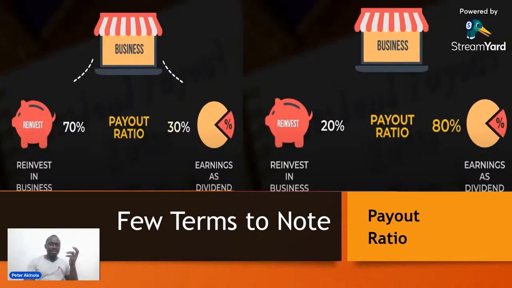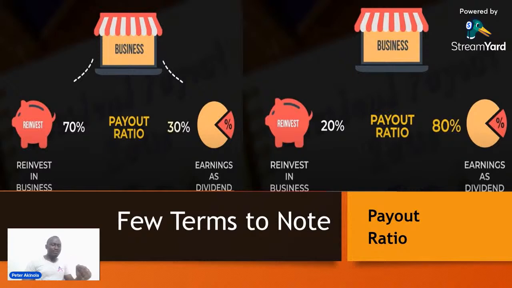So the next thing is to look at the payout ratio. Now, out of the 100%, out of the 100 naira or 100,000 naira or $100 that a business is making in profit, how much of it are they reinvesting back into the business, and how much of it are they paying their investors as dividends?